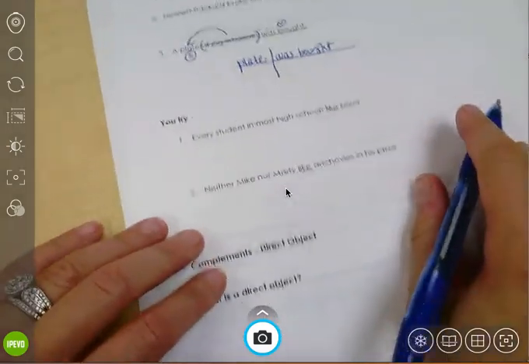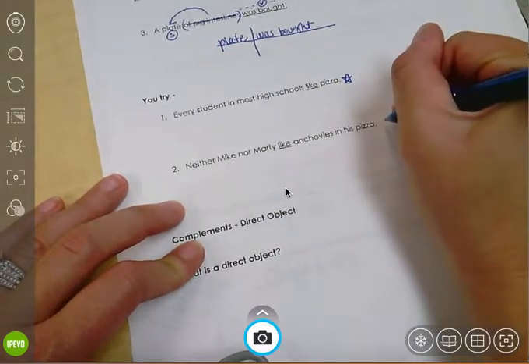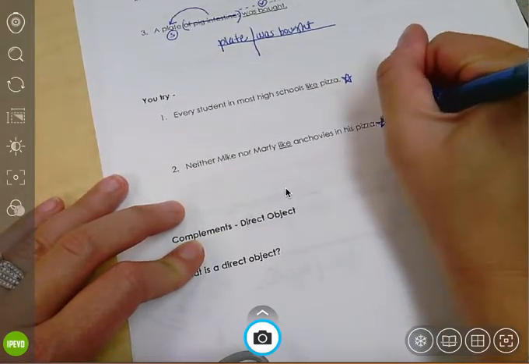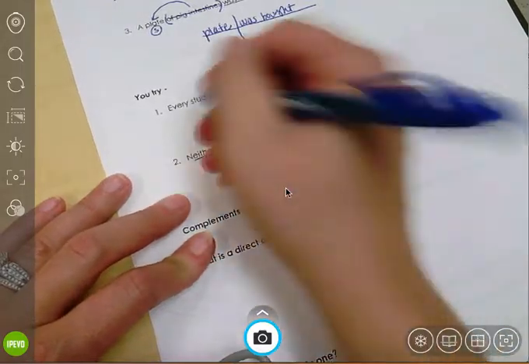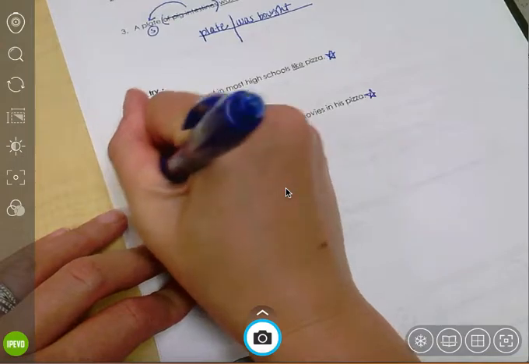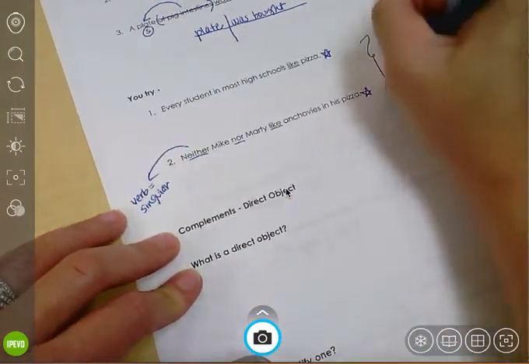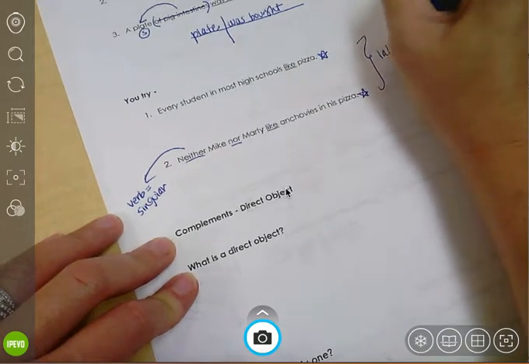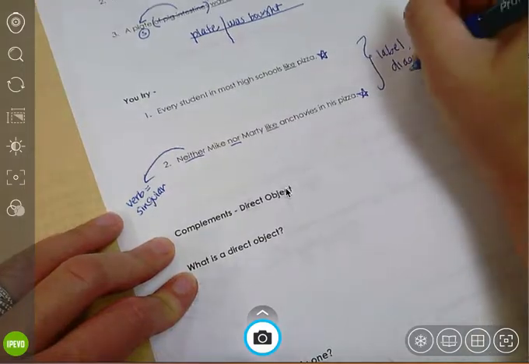Awesome. All right, so I want you guys to go ahead and try number 1 and number 2. I'll give you a hint. Remember, neither and nor, you're always going to treat the verb as singular. So make sure you guys correct it. So you're going to go ahead, label, diagram, correct.